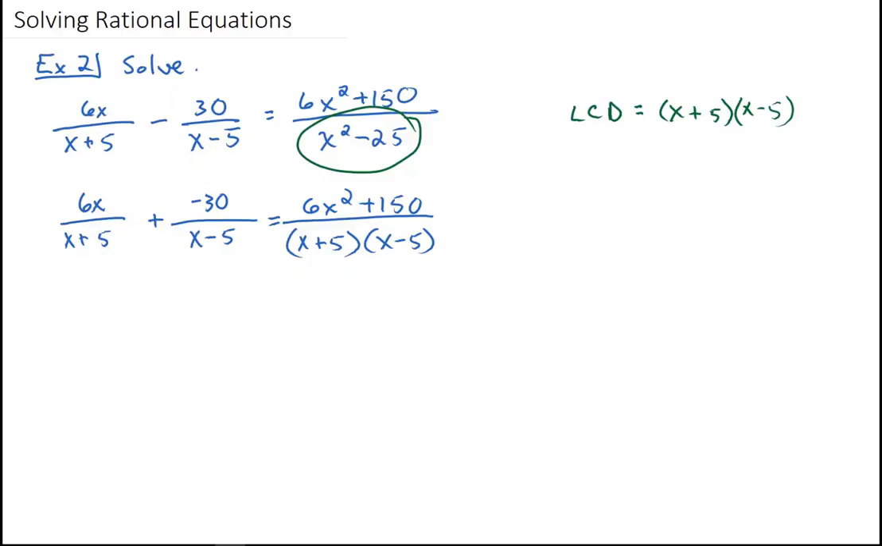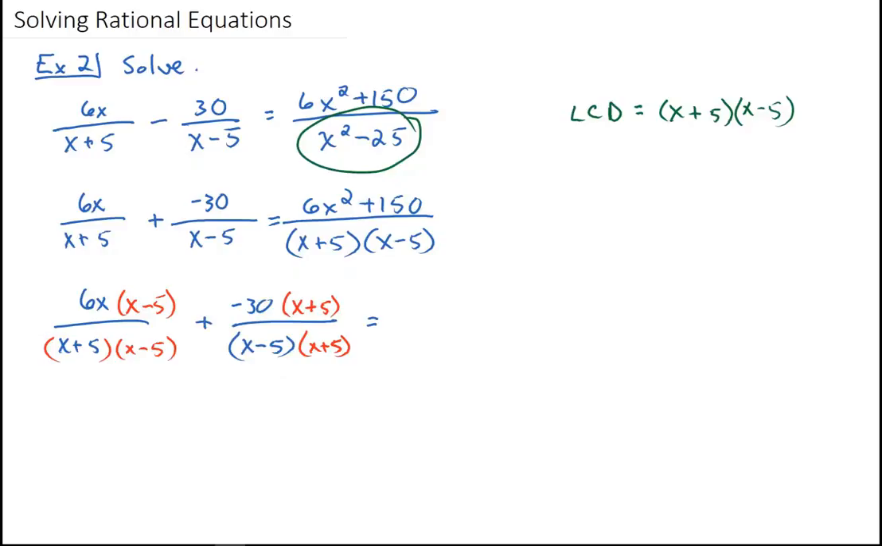Now I need to get a common denominator. So this first fraction needs to be multiplied by x minus 5 over x minus 5. The second fraction needs to be multiplied by x plus 5 over x plus 5. And the last fraction's good to go. Thank goodness, it's big enough as it is. So I multiply my first fraction by x minus 5 over x minus 5. Also notice that I surrounded the x plus 5 in parentheses because in order for the whole thing to be multiplied by x minus 5, it has to be grouped together.